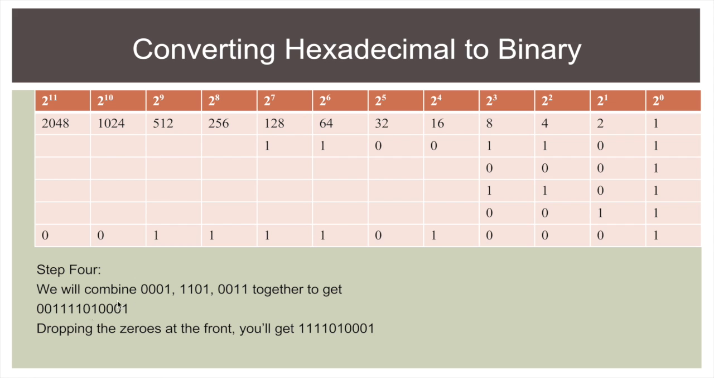Okay, so we get our number 001111010001 base 2, and then we drop the zeros up front. We get 1111010001 base 2.